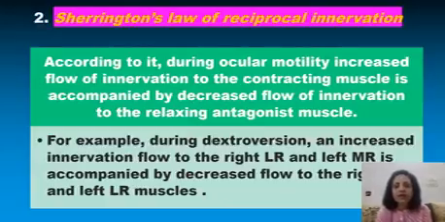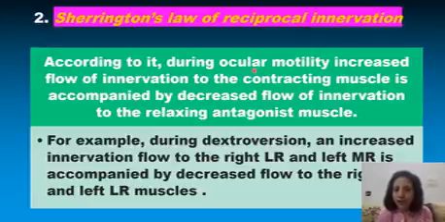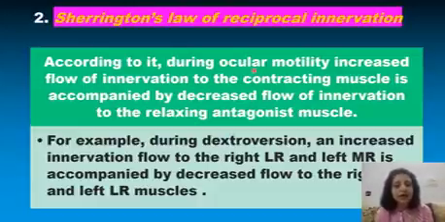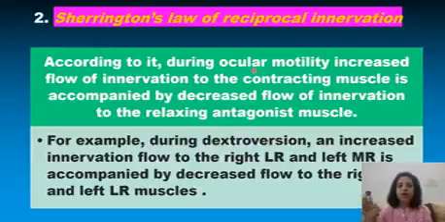The second law is Sherrington's law of reciprocal innervation. It means that during ocular motility, increased flow of innervation to the contracting muscle will be accompanied by decreased flow of innervation to the relaxing antagonist muscles, which means if you have to move in dextroversion, increased innervation flow to the right lateral rectus and left medial rectus will be accompanied by decreased flow to right medial rectus and left lateral rectus.